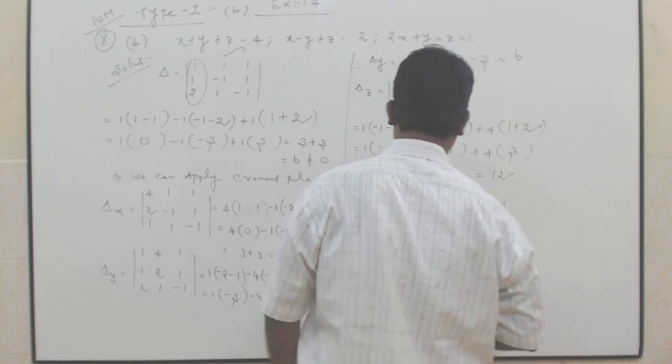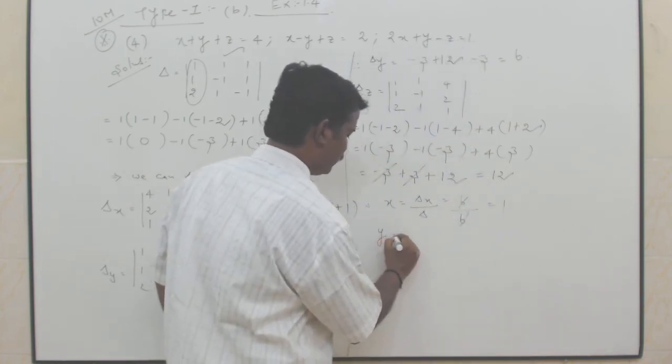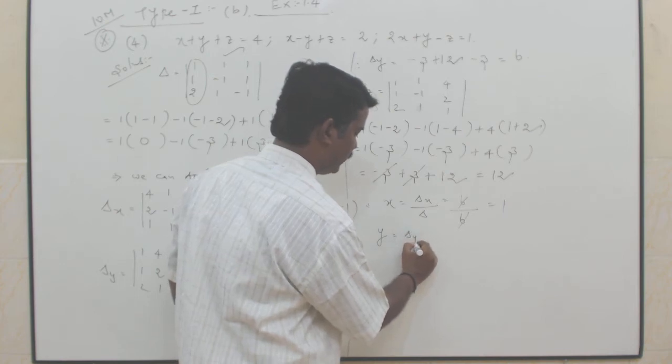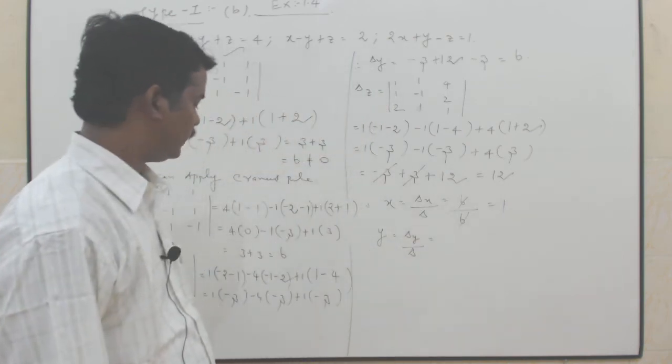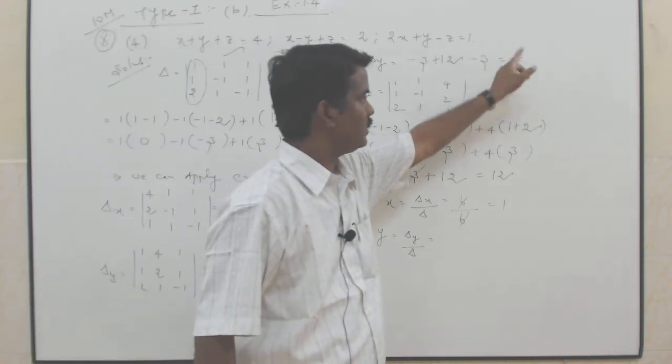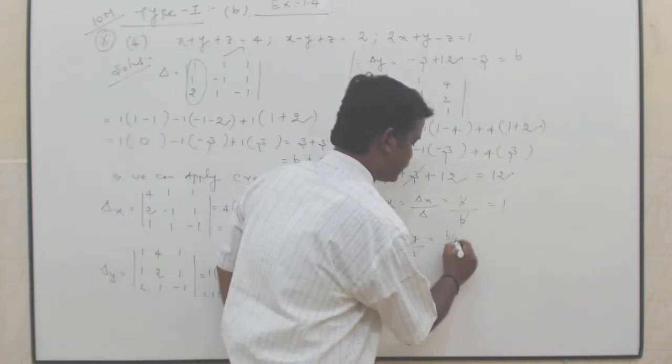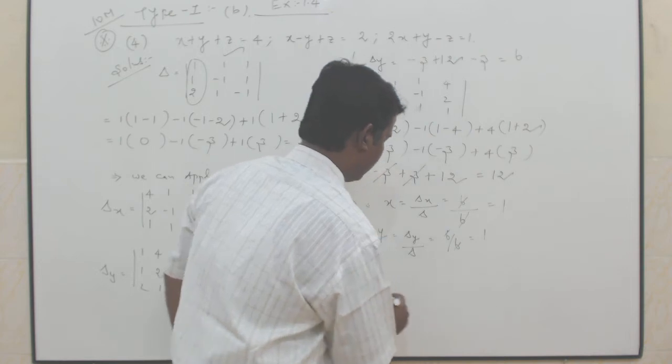So what is the value of x? It is 1. How will you find out y? Delta y by delta. What is the value of delta y? Delta y is also 6. 6 by 6, again 1.